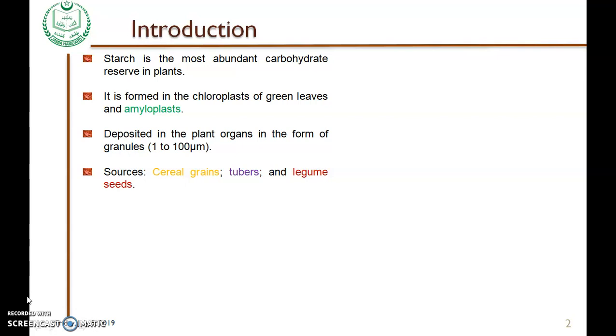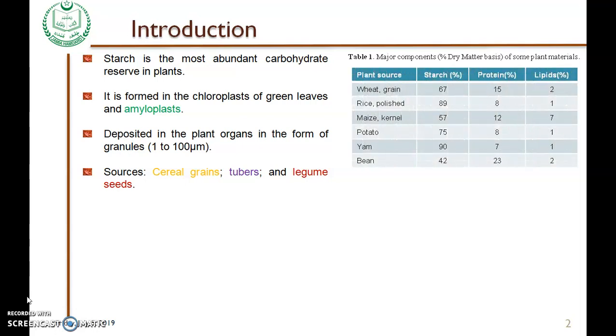Starch is formed in the chloroplast of green leaves and mainly in the amyloplast, and it is deposited in the plant organs in the form of granules that have a diameter of around 1 to 100 micrometer. The sources are cereal grains, tubers, and legumes. From the tables, you could notice that the highest amount of starch is contained in yam, that contains around 90% of starch, followed by rice, that is 89%, and followed by potato, that contains around 75%.